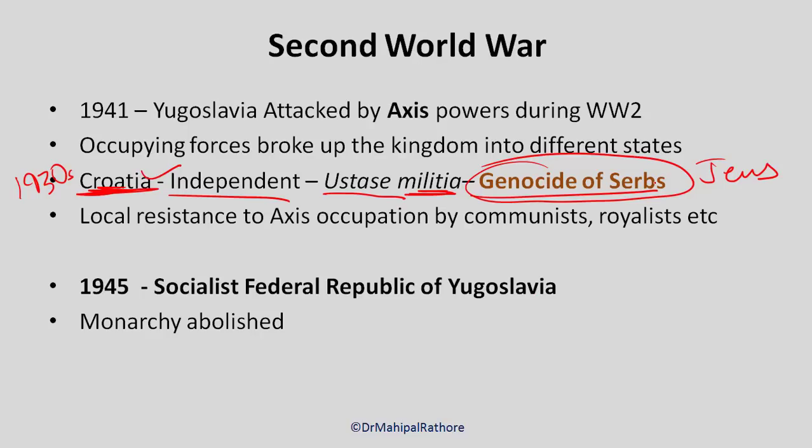Okay, and who were these Serbs? They were the Serbs who were living in Croatia. If you are confused right now, don't be. I will show you a map, a detailed map of all these ethnicities. You will understand it better at that time.